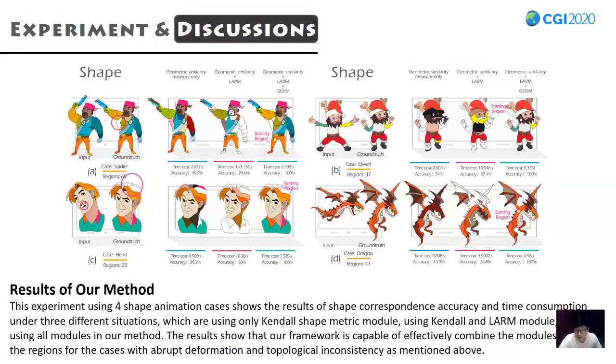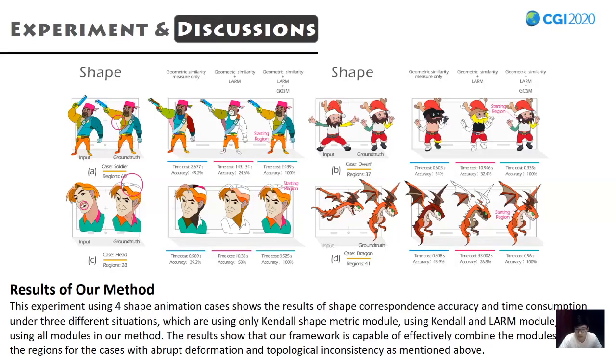To test our approach, we did two experiments for cartoon hand-drawn cases. The first experiment shows the results of shape correspondence accuracy and time consumption under three different situations, which are using only the Kendall shape metric model, using the Kendall shape and ARM model, and using all models in our method.